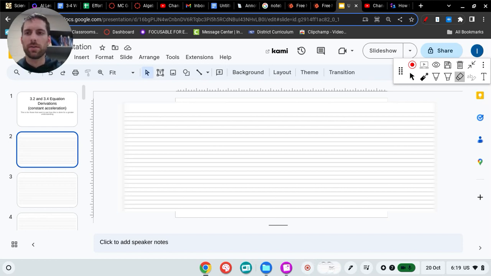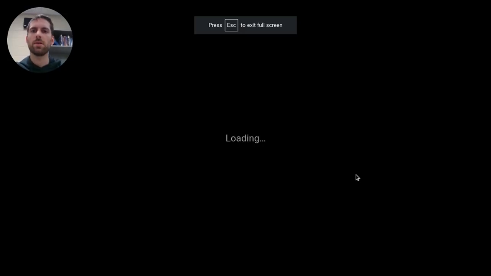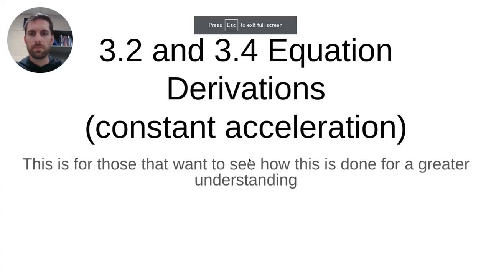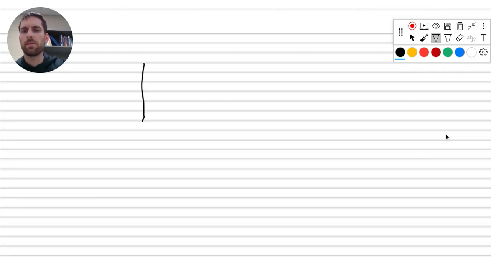Go over this other video about our 3-2-3-4 equation derivation. So, to get started, I'm going to cover how to get the position equation with no final velocity given in this one. So to start with, let's cover a quick velocity-time graph, and we'll cover a quick concept.